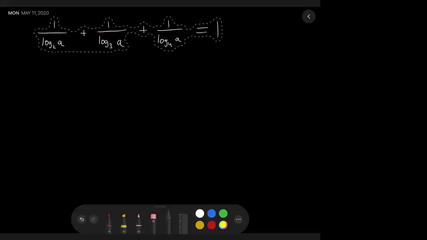So let's look at this problem. It looks kind of intimidating, right? What is 1 over log base 2 of a plus 1 over log base 3 of a plus 1 over log base 4 of a, and then equals 1? So what is a?